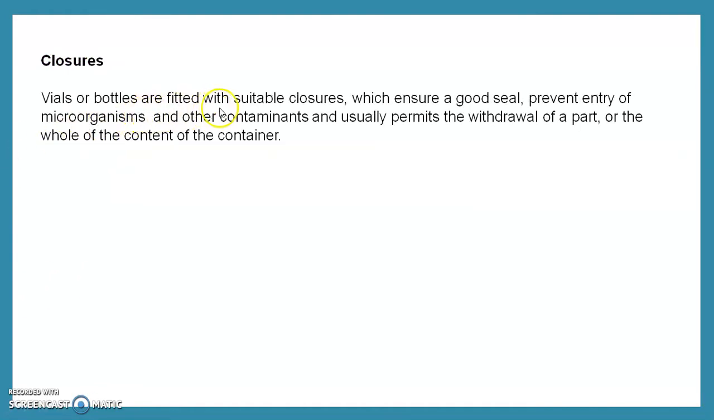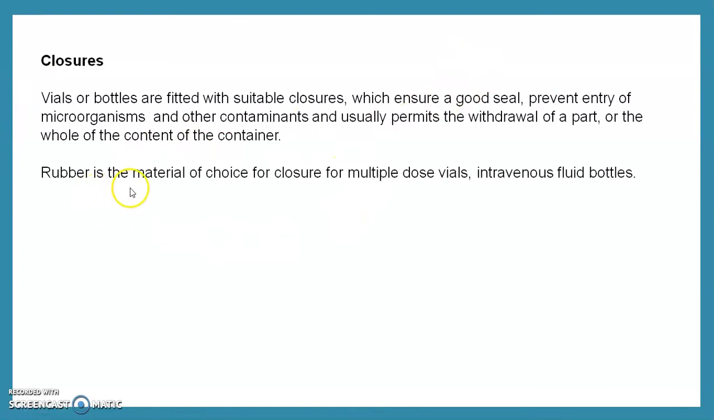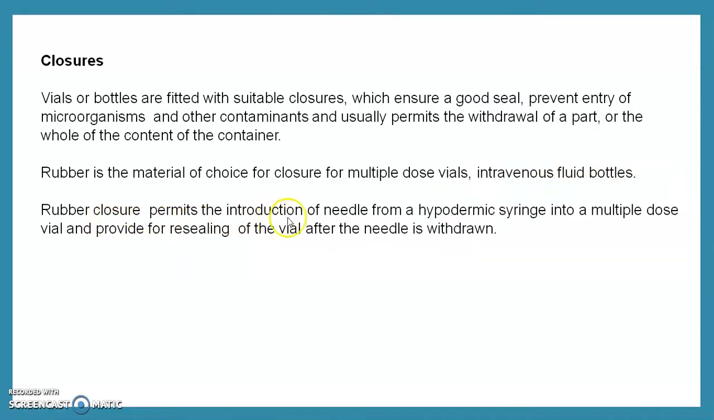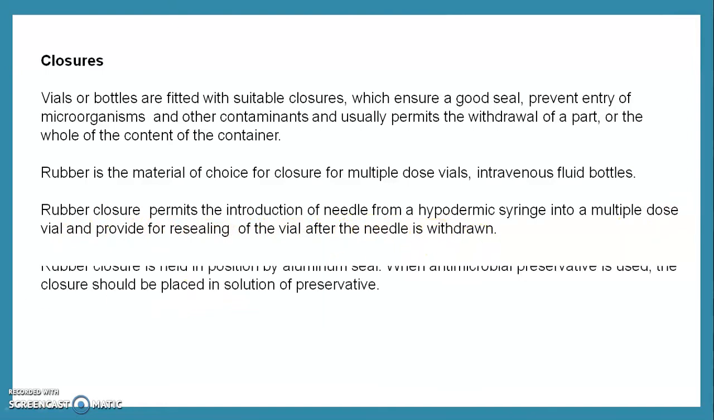Vials or bottles are fitted with suitable closures which ensure a good seal, prevent the entry of microorganisms and other contaminants, and usually permit the withdrawal of a part or the whole of the content of the container. Rubber is the material of choice for closures for multiple dose vials and intravenous fluid bottles. Rubber closures permit introduction of the needle from a hypodermic syringe into multiple dose vials and provide resealing of the vial after the needle is withdrawn.